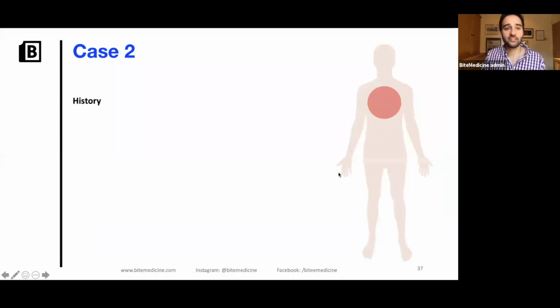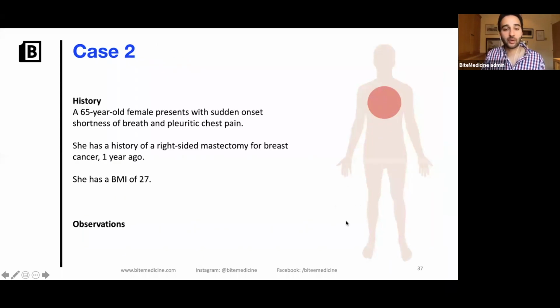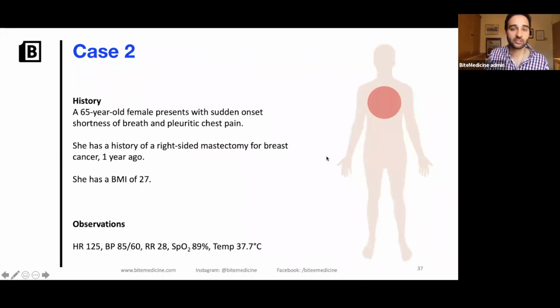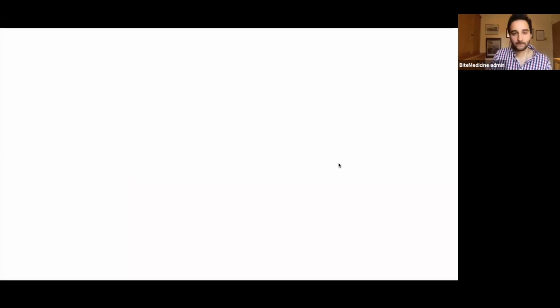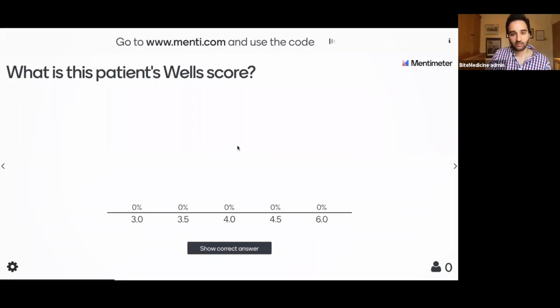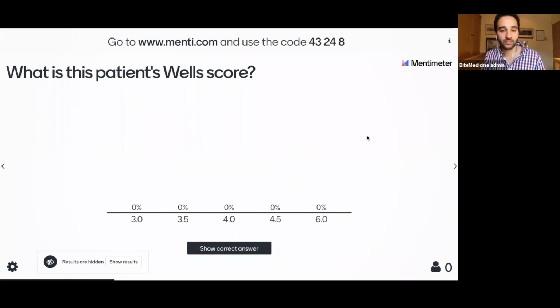Okay, so now this is exactly the same case, but I wanted just to remind you once more of exactly what's happening with this patient to help you with the next question. So remember, 65 years old, right-sided mastectomy 1 year ago for breast cancer, BMI of 27, hemodynamically unstable. What is this patient's WELL score?